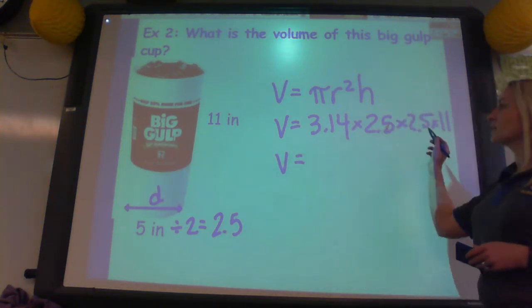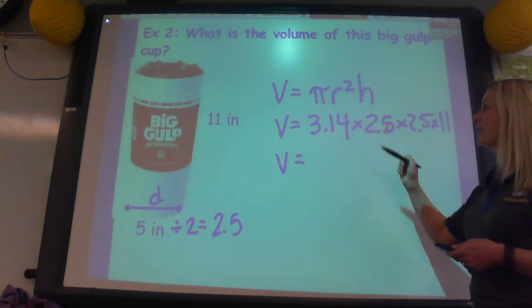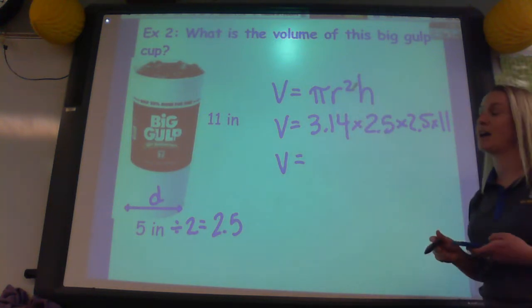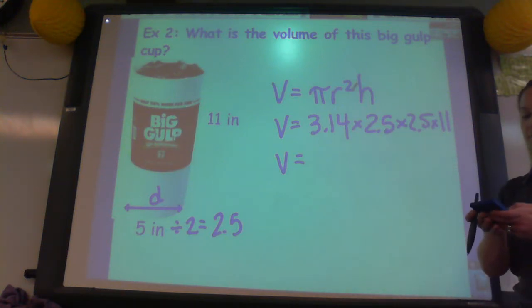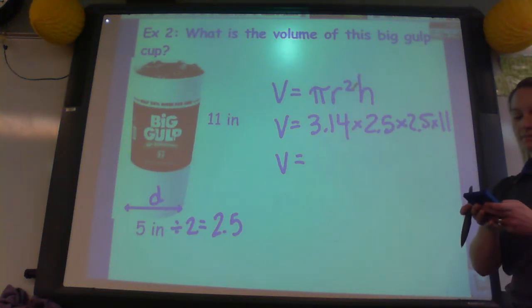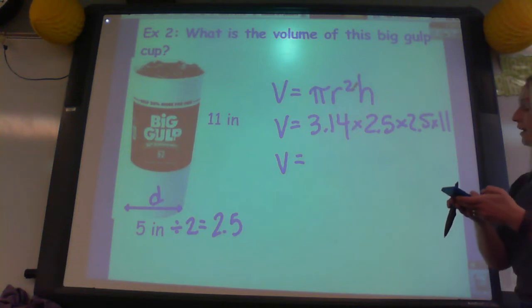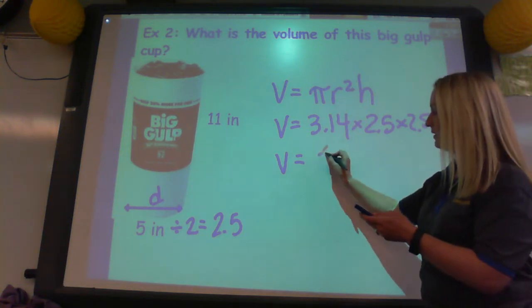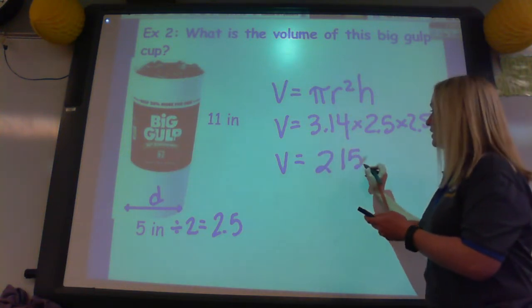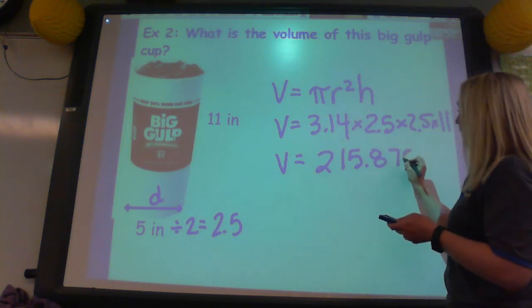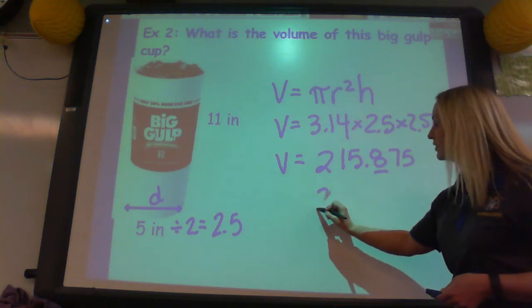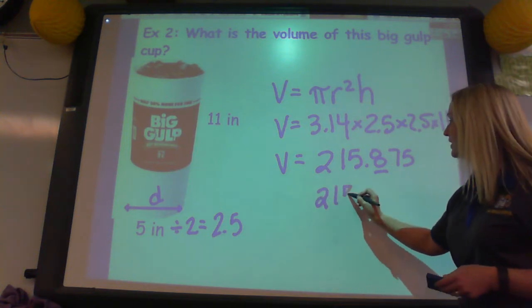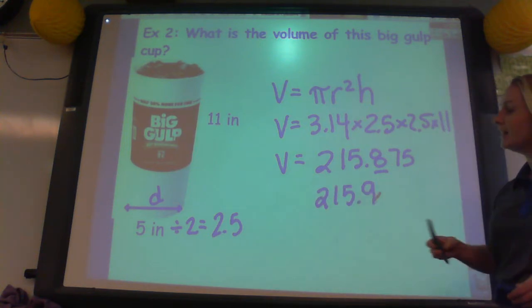And again, I like to write that radius twice so that I don't accidentally type in radius times 2. Radius squared is radius times radius. And I put that into our calculator and got 215.875. I believe a lot of your examples may say round to the nearest tenth, so technically I could round that up to 215.9. And it's inches times inches.